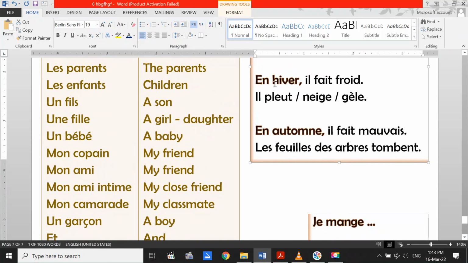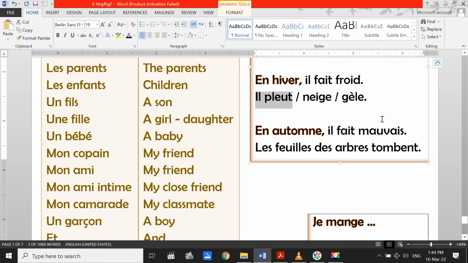En hiver, in winter, il fait froid. It's cold. Il pleut. It's raining or it's rainy. And pay attention, I said many times that there is no present continuous. It rains or it's raining, it's the same thing in French. Il pleut means in English it rains or it's raining. Pleuvieux means rainy, but I didn't write it.